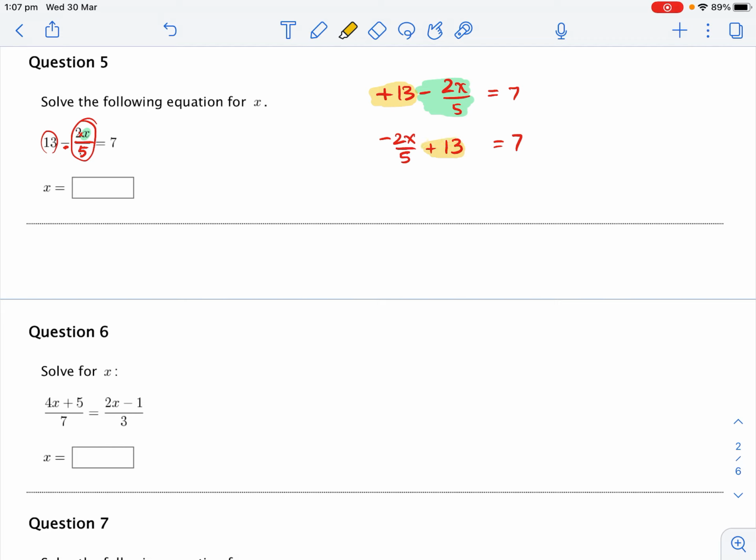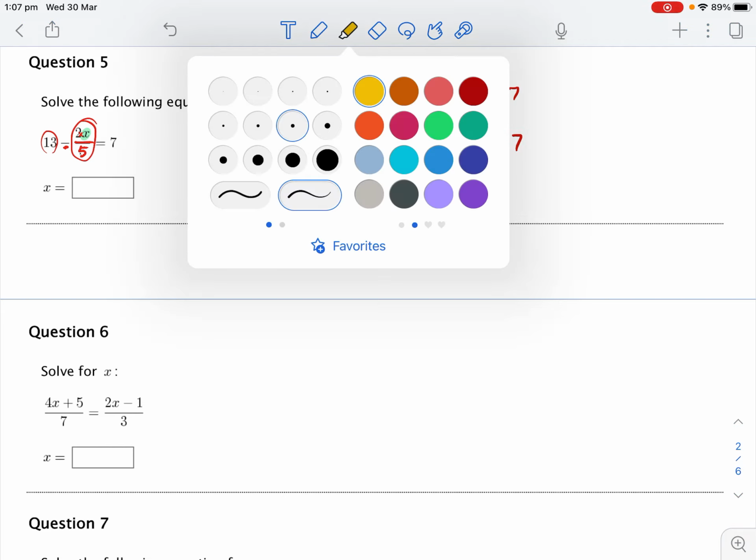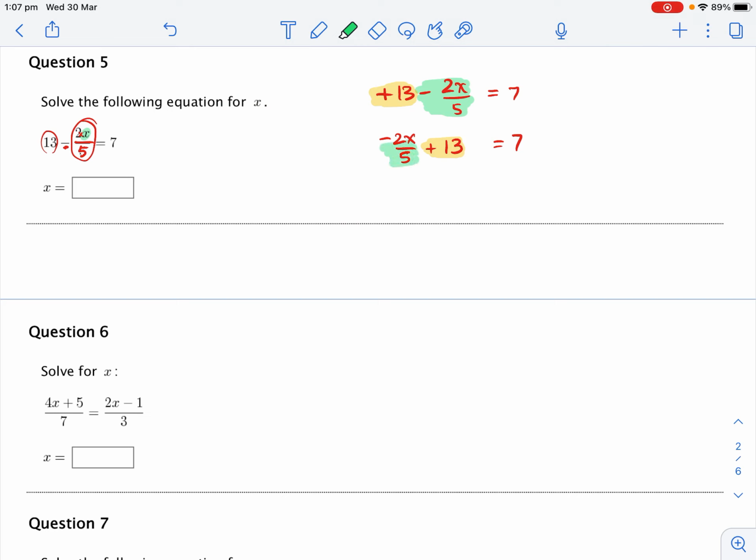And all I've done is that plus 13, I've just written it second instead of first. The negative 2x over 5, I've written first. Okay, so let's work backwards. Let's subtract 13 from both sides. 7 minus 13 is negative 6, and then all I've got is 2x divided by 5 on the right-hand side, on the left-hand side. Then multiply both sides by 5.